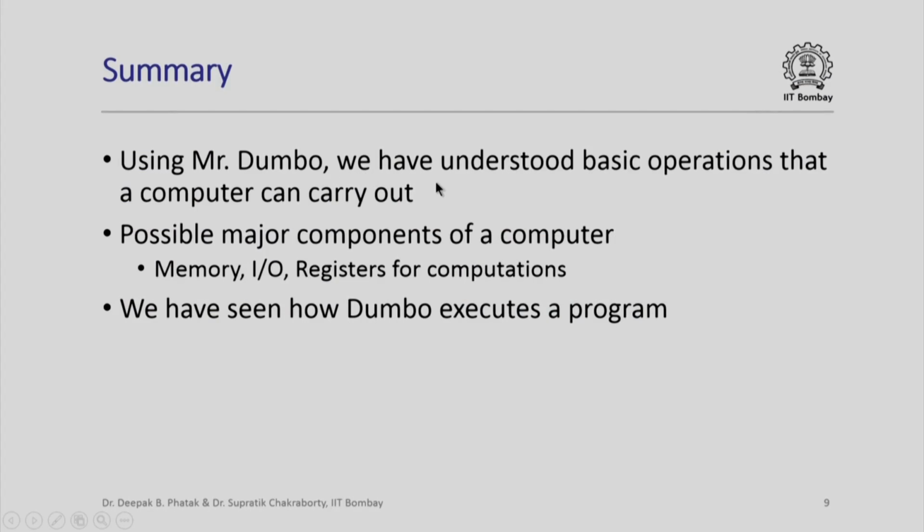In summary, using Mr. Dumbo, we have understood basic operations that a computer can carry out. In the process, we have also seen the major components that a real computer is likely to have. It will possibly have memory, it will have input-output capabilities, and perhaps a set of registers for computations. We of course don't know for sure, but it's quite likely that a real computer which has to compute exactly the same way that Dumbo does should have these components as well. Finally, we have seen through an animation how Mr. Dumbo executes a program that we write for him.